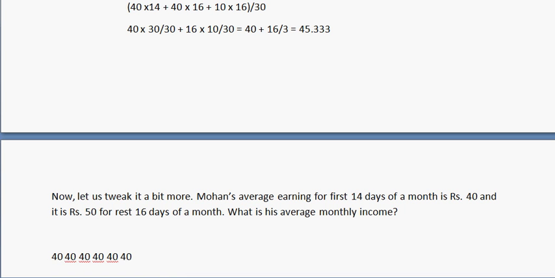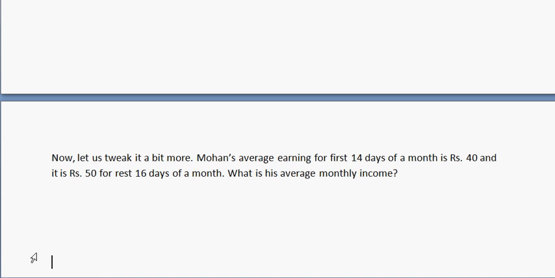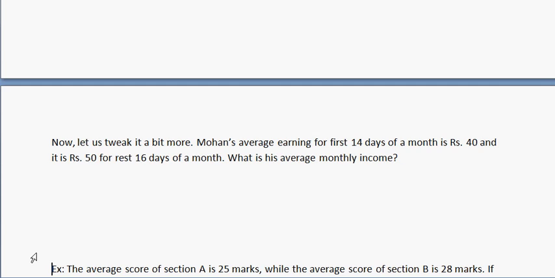As we discussed in our question 1, on average means that we can replace the different variable quantities with one number. So we can say that on each day he is earning 40. Similarly on the rest of the 16 days he is earning 50. So the question is similar to the previous one and you have to solve it similarly. So this is the basic concept of average.